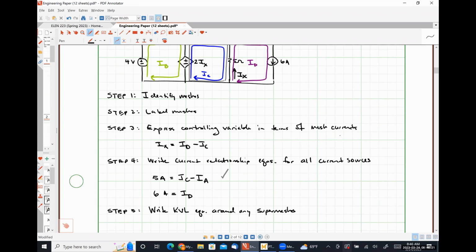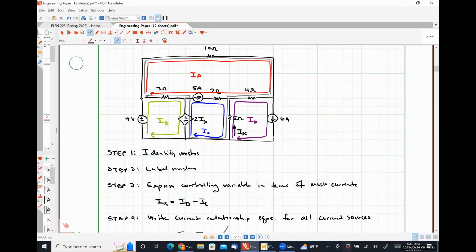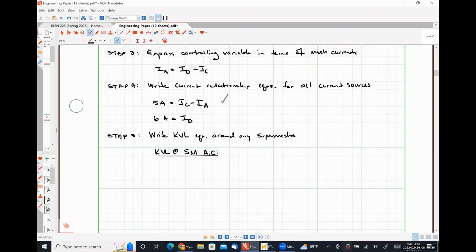Around any super meshes. So in this case, that's going to be KVL at super mesh AC. 10 ohms times IA, four ohms times IA minus ID. Now we're going down through the 5 ohm resistor, so that's 5 ohms times IC minus ID.